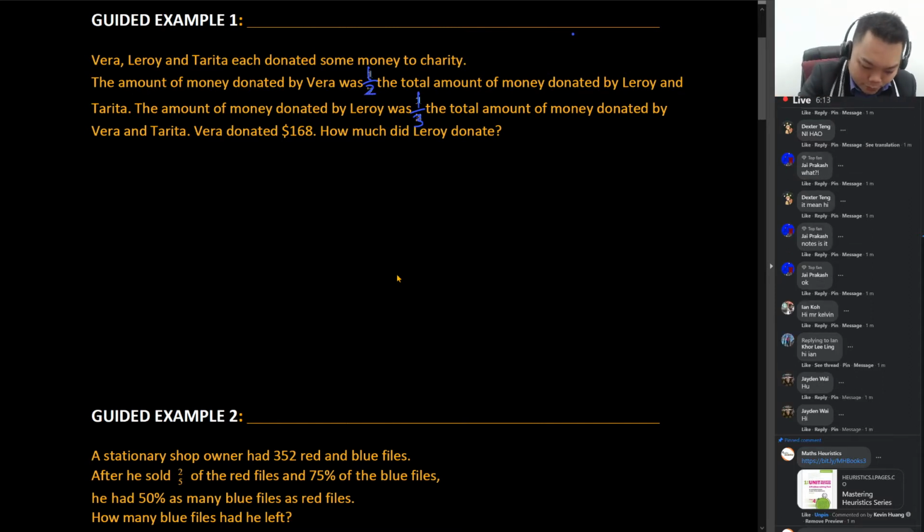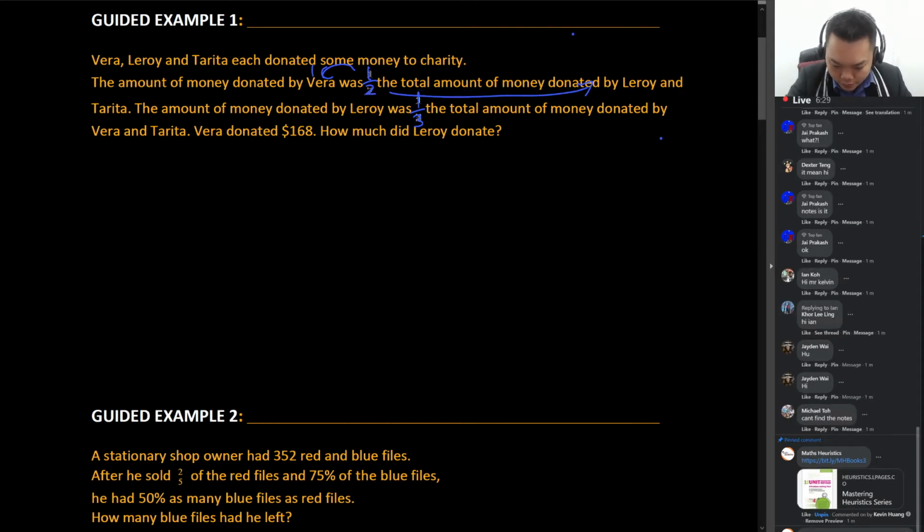In guided example 1, you see that Vera, Leroy and Tarita each donated some money to charity. The total amount of money donated by Vera was half the total amount of money donated by Leroy and Tarita. So allocate your units first. 1 will go to Vera, 2 will go to the total amount donated by Leroy and Tarita.